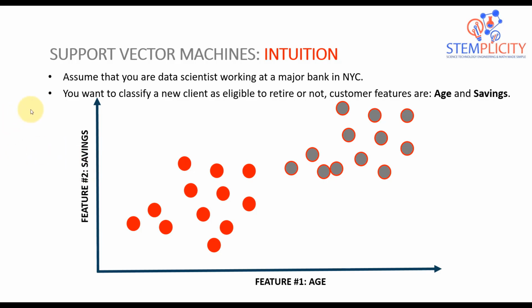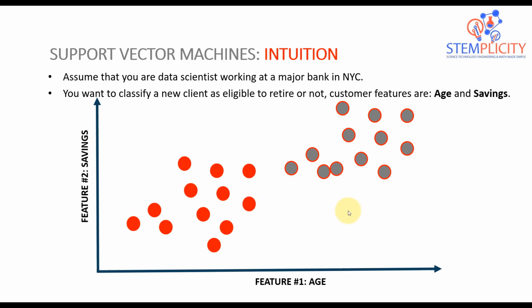So what you're looking for is that you want to classify new clients as eligible to retire or not, given their customer features. So simply put, customers come, they provide you with their age, if they are, let's say, 30 years old, 40 years old, 50, 60, 70, or whatever. And they will provide you with the savings amount, which is their amount of dollars saved in their 401k retirement. So simply we have two features. Here we have feature one, which is the age. Here we have feature two, which is the savings.